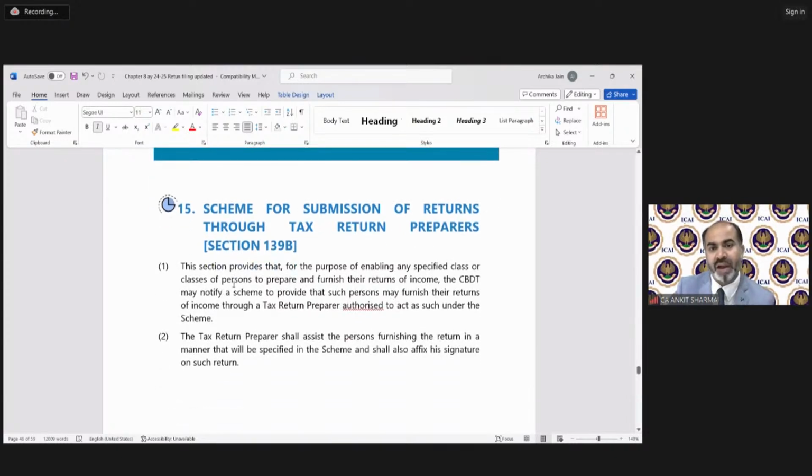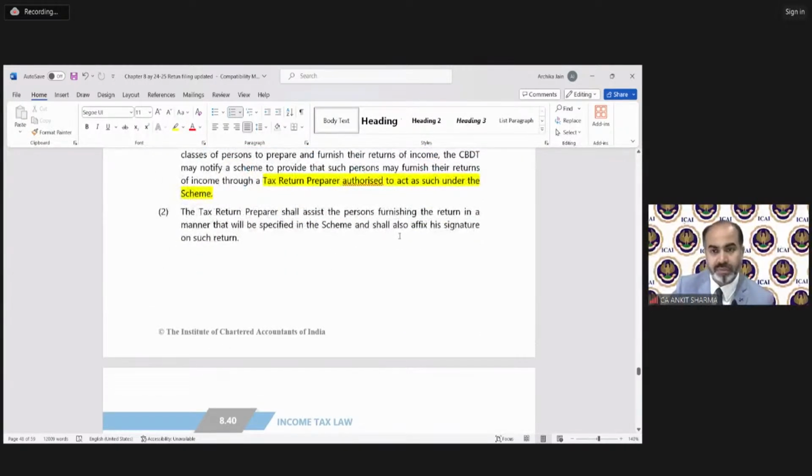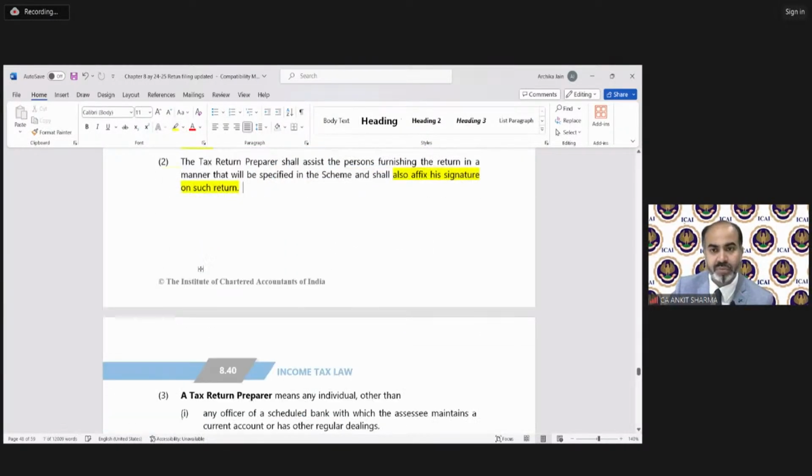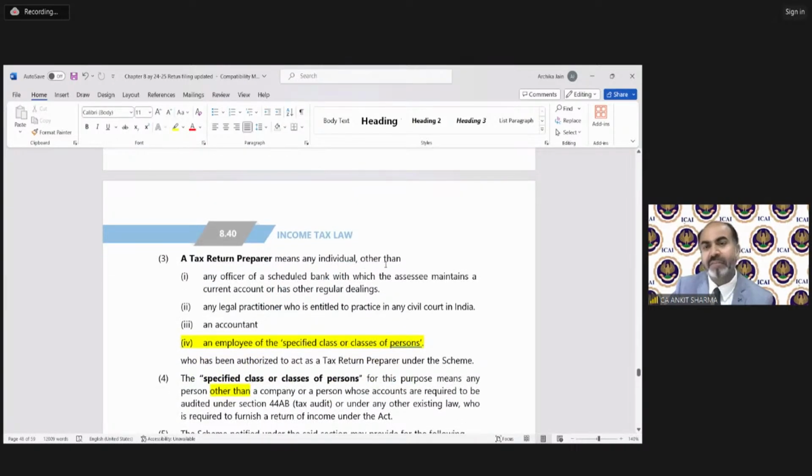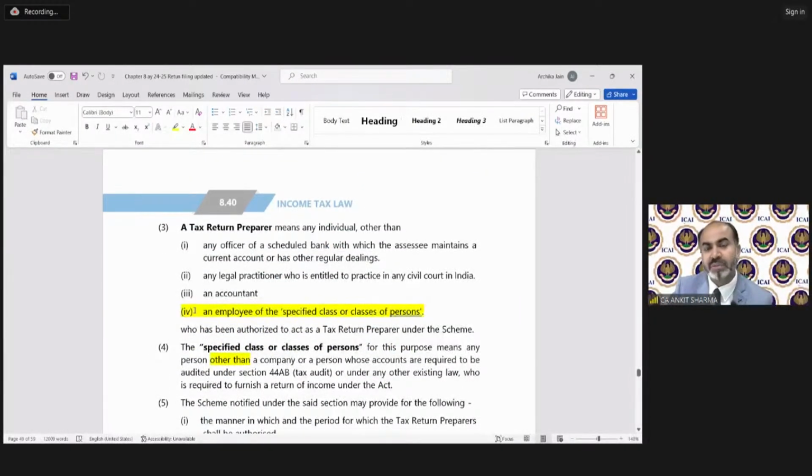This section provides that for the purpose of enabling any specified class or classes of persons to prepare and furnish their return of income, the CBDT may notify a scheme under which such persons may furnish their return through income tax return preparers authorized to act as such under the scheme. So we can say these are a kind of agent of the income tax department. He will affix his signature on the return also. A TRP means any individual other than points 1, 2, 3, 4. These persons cannot be appointed as a TRP. Any other person except 1, 2, 3, 4 can work as a TRP after qualifying the examination held by the department.